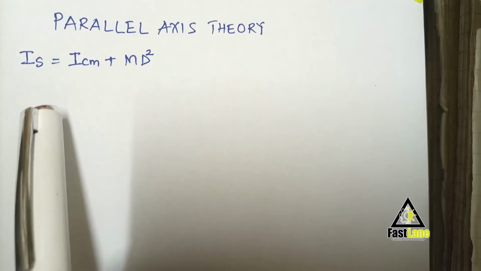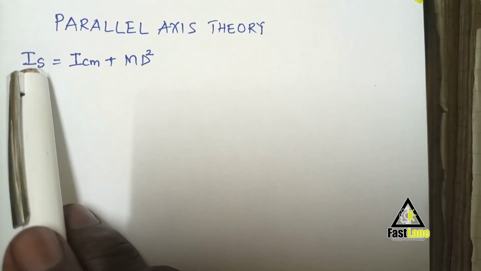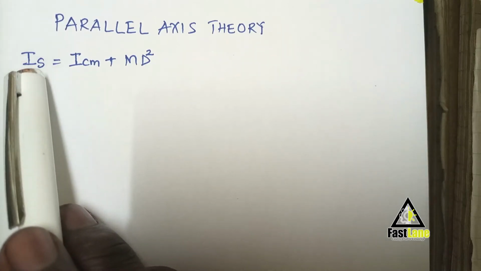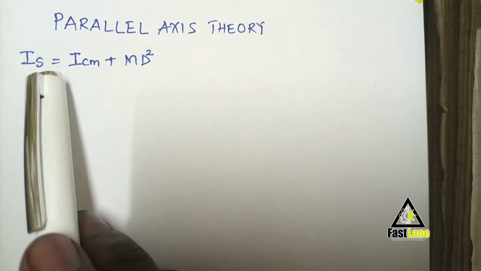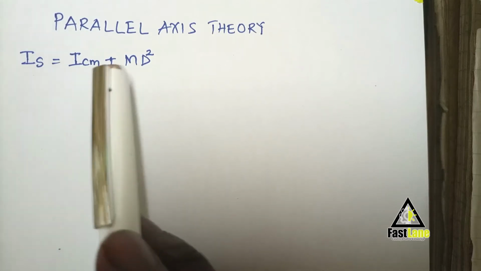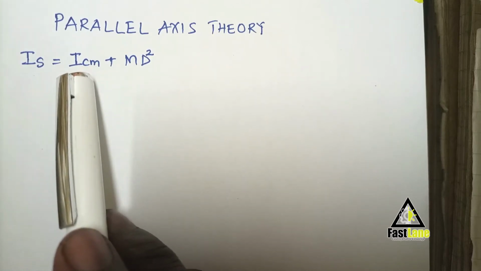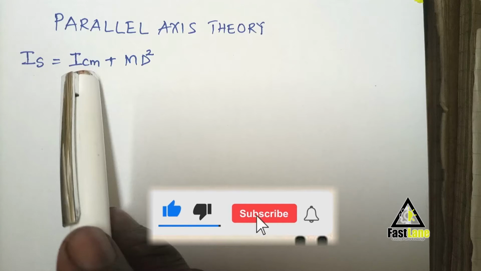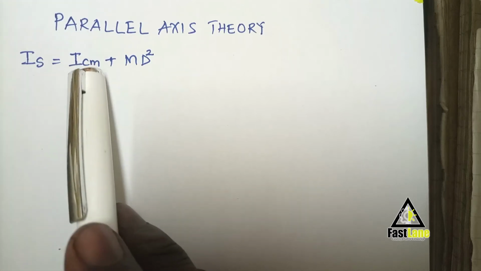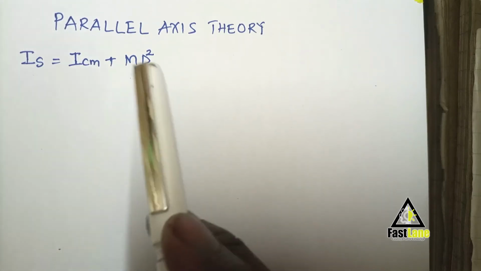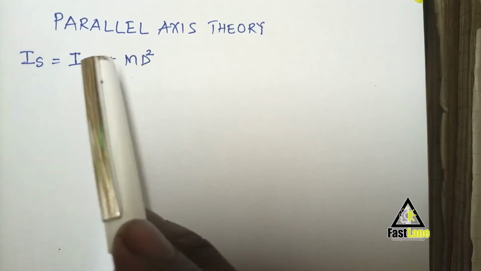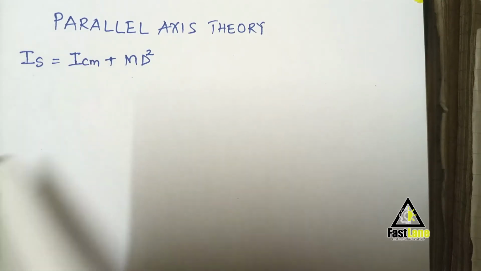The parallel axis theorem states that the moment of inertia of a rigid body about any axis is equal to the sum of its moment of inertia about a parallel axis through the center of mass and the product of the mass of the body and the square of the distance between the two parallel axes. Allow me to repeat on this.